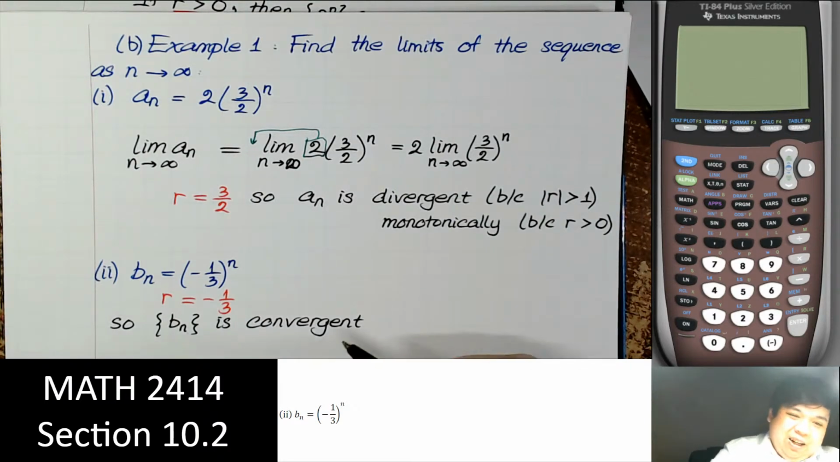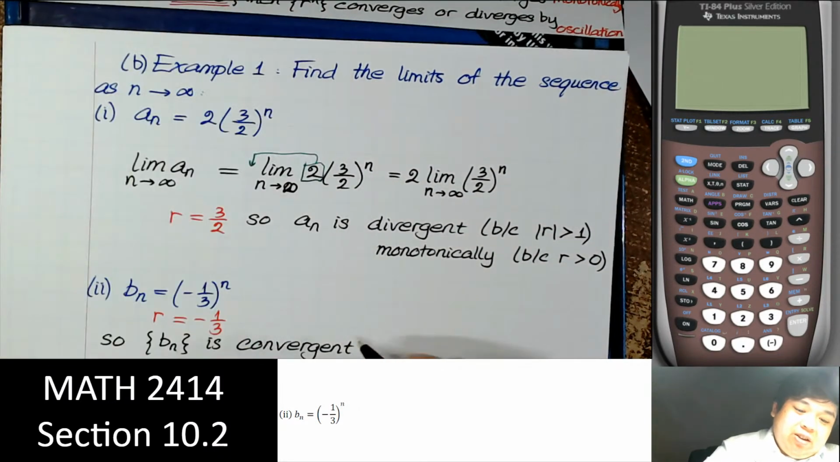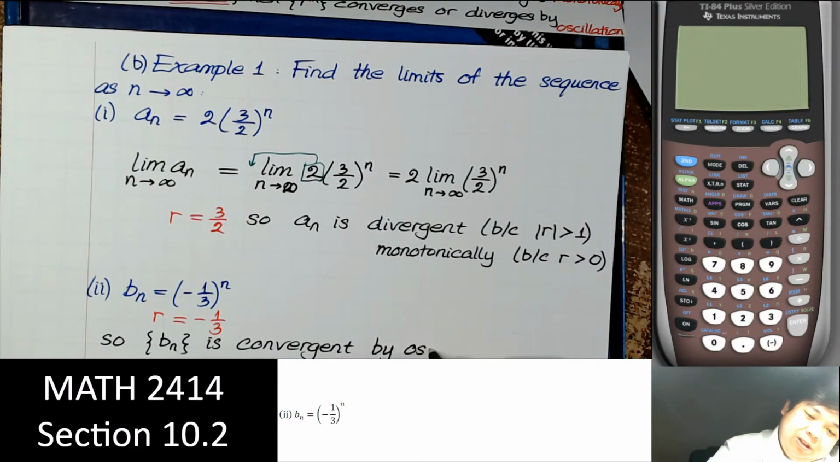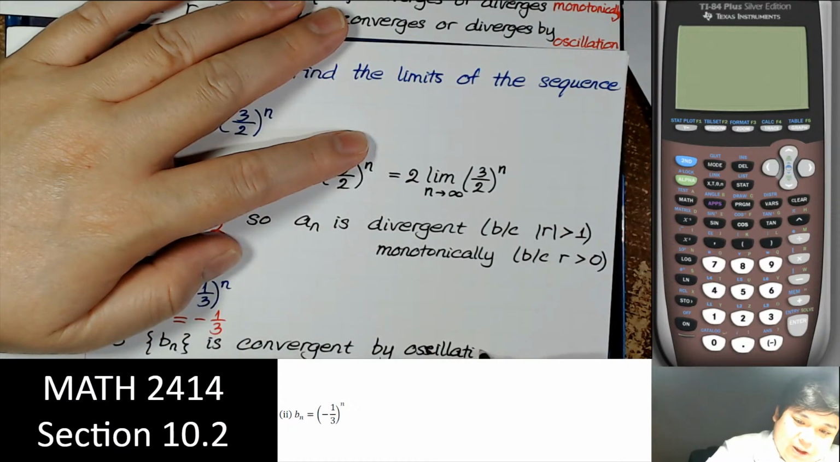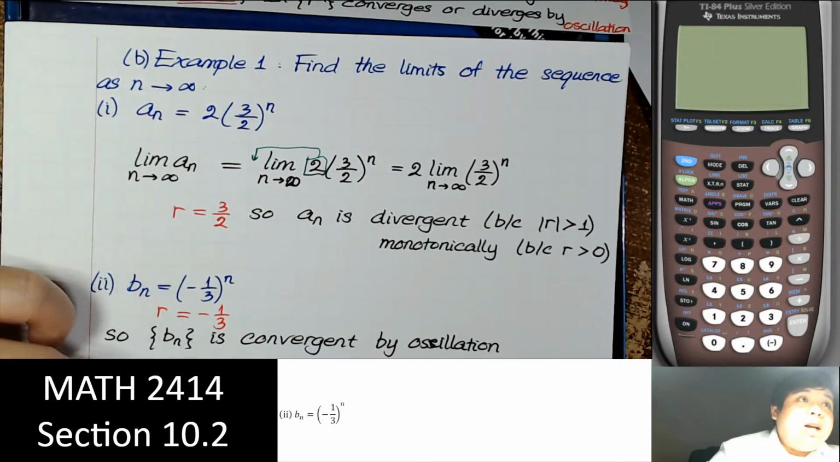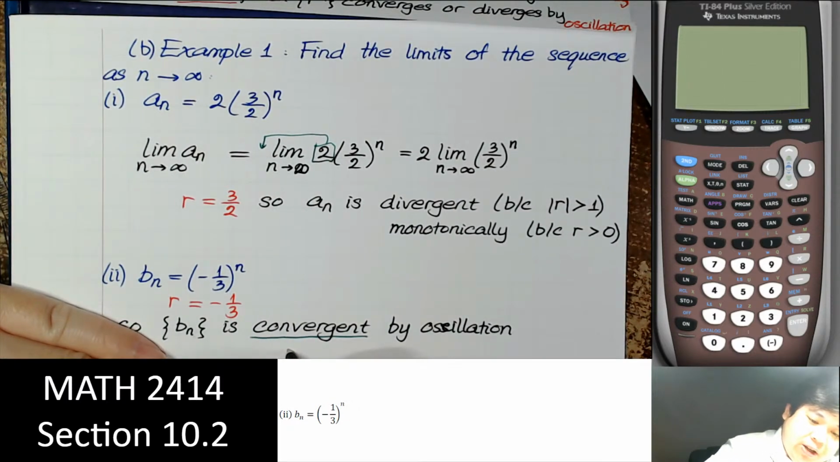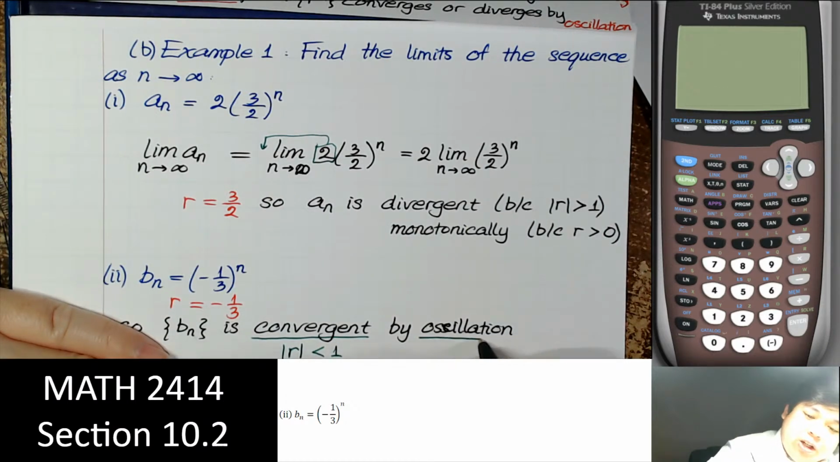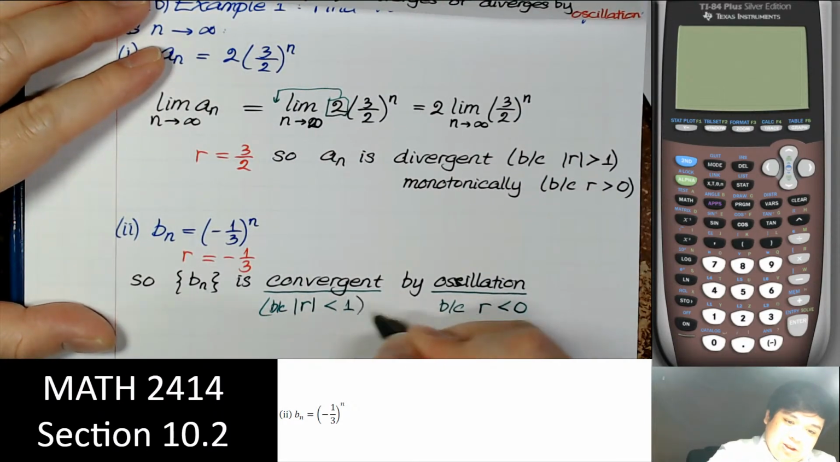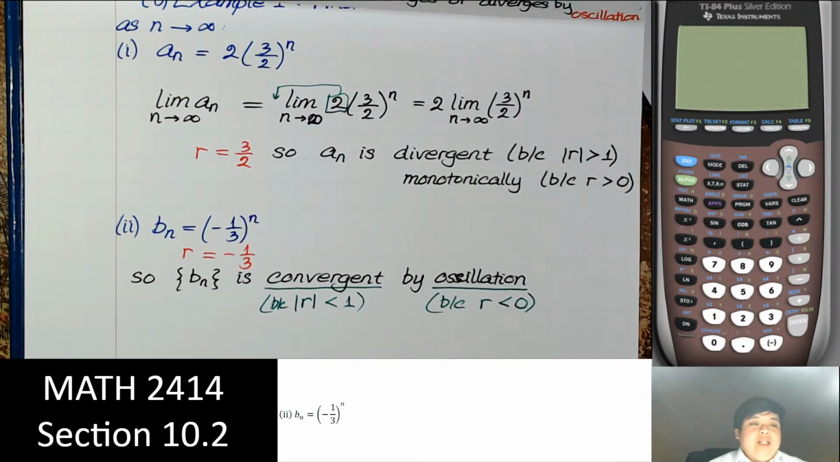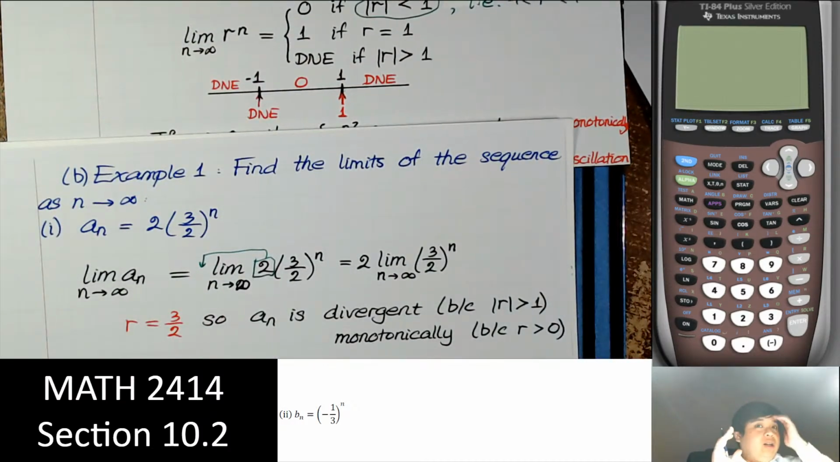Oscillation. It's difficult to put that in adverbs, so we just say by oscillation. Once again, it is convergent because the absolute value of r is less than 1, and oscillation because r is less than 0. So simple enough, right? Between negative 1 and 1, convergent.